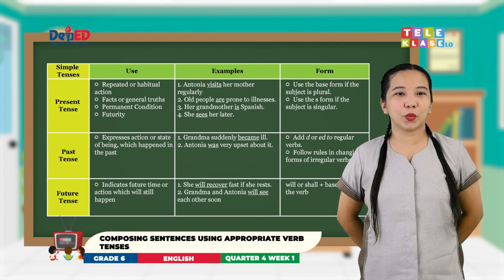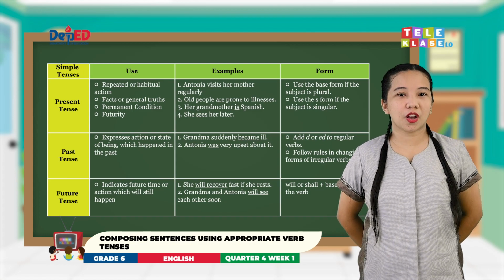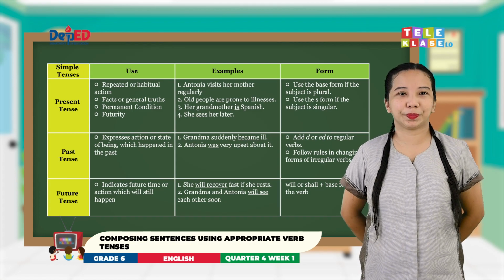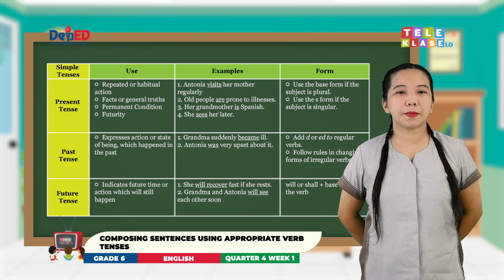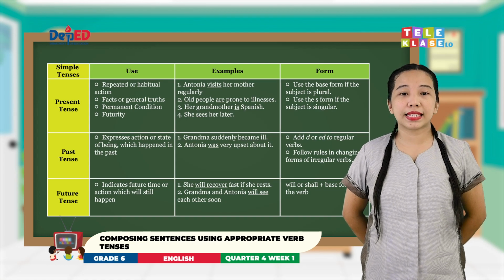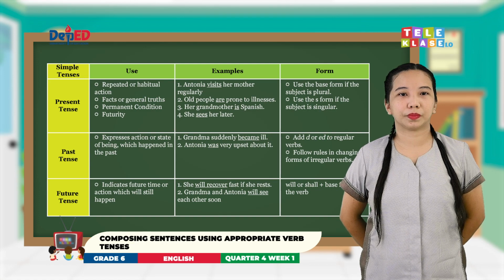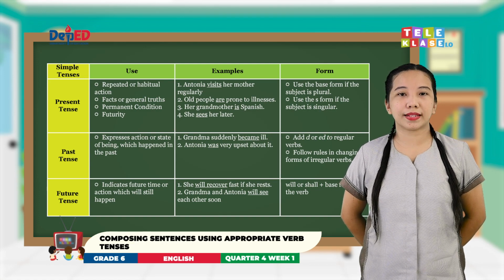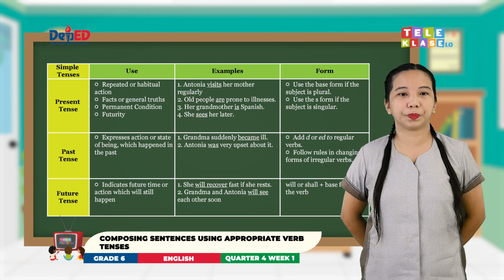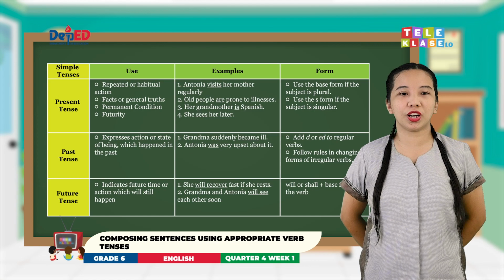What do the underlined words in the third column tell you? The verbs are in the simple tenses. What specific conditions are expressed by these verbs? Visits, are, is, sees, express present tense. Became and was express past tense. Will recover and will see express future action.